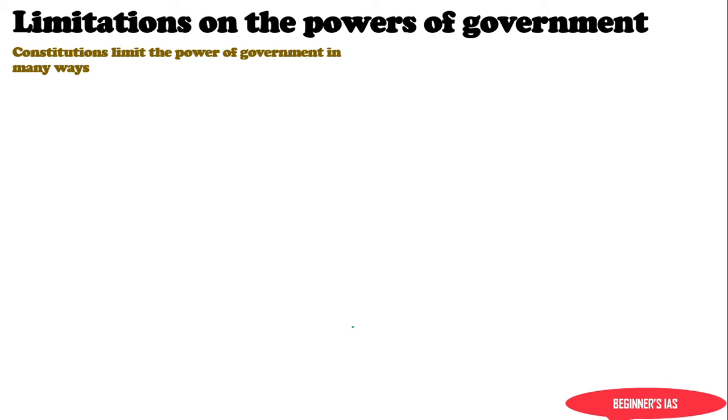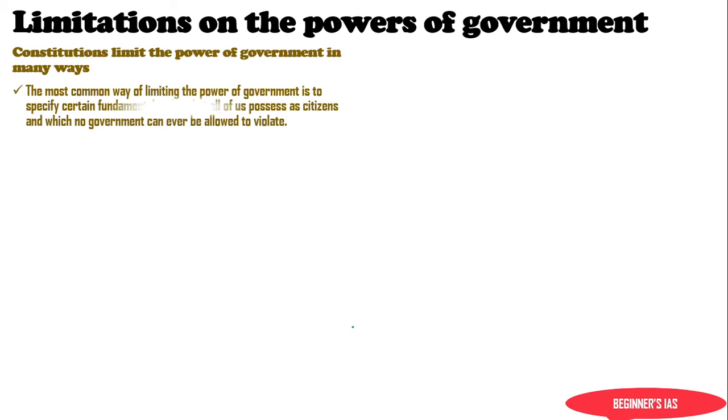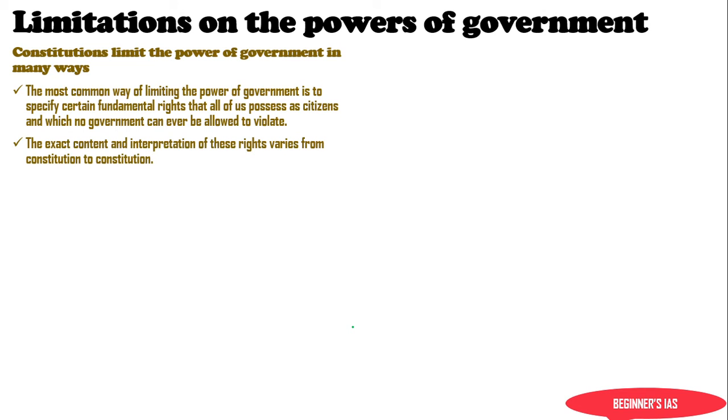So the limitation of the powers of the government is also one of the most important functions of the constitution. Let us see the ways. The most common way of limiting the power of the government is to specify certain fundamental rights, which all possess as citizens, and which the government cannot curtail or ever be allowed to violate. That is very important. Let us see the fundamental rights in the upcoming classes. The exact content and interpretation of these rights varies from constitution to constitution.